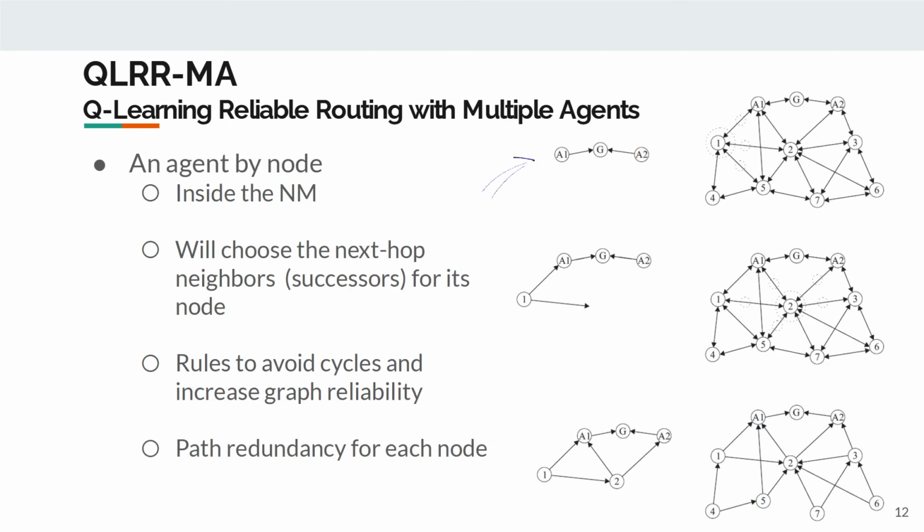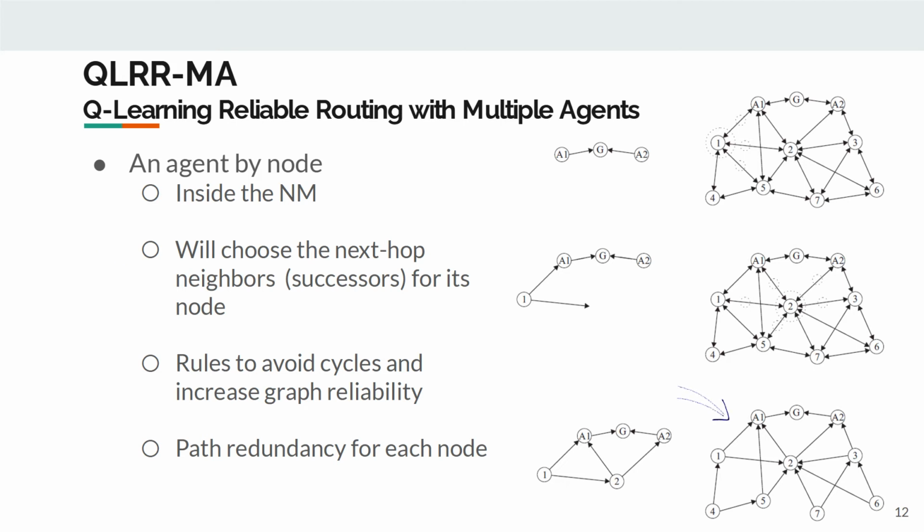In this picture, we can see the greedy approach used, where each node is added to the uplink graph iteratively until all nodes are added. In our approach, each node will be represented by an agent inside the network manager. When a node is being added to the uplink graph, its agent will be requested to take an action, choosing its successors. That means it will choose to which neighbors this node will send information. Each agent will then take this action according to the Q-learning algorithm.